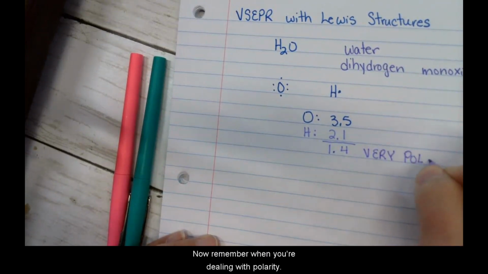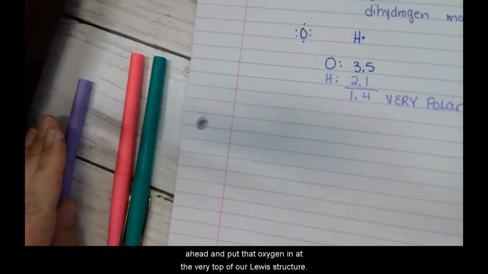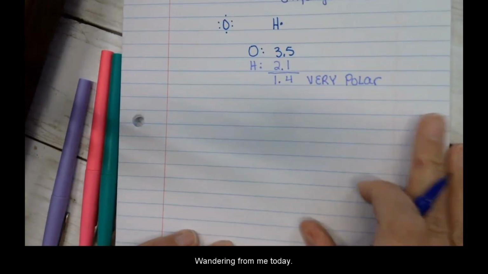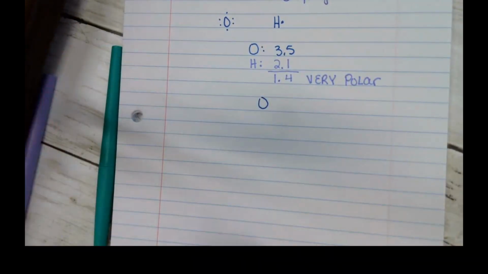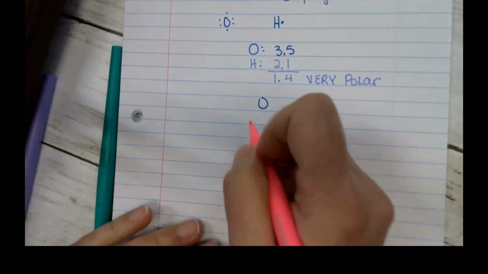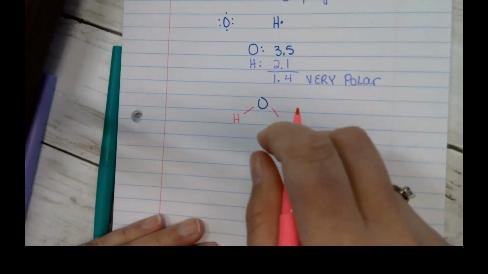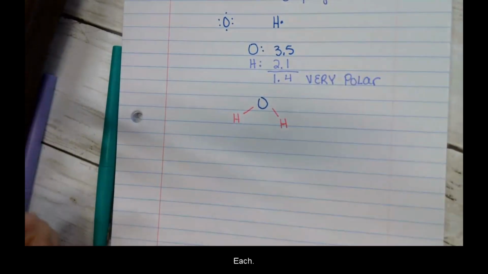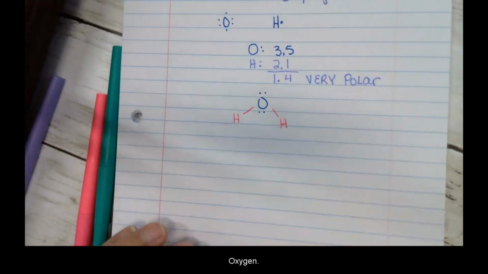Now remember, when you're dealing with polarity, it's often going to be at an angle. So we're going to go ahead and put that oxygen in at the very top of our Lewis structure. Sorry, it's kind of wandering from me today. And we're going to go ahead and put in those downward lines for our H's. And we're going to go ahead and put in our final dots for oxygen.